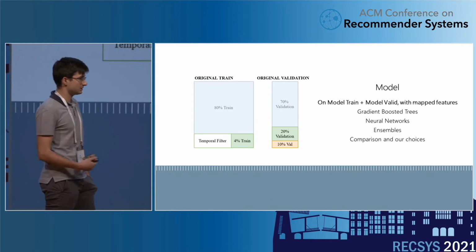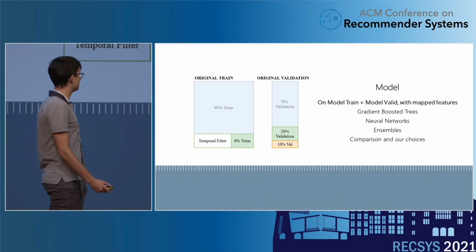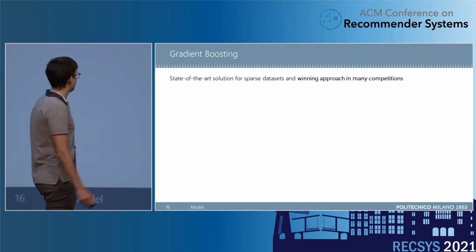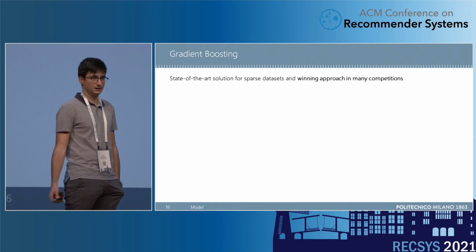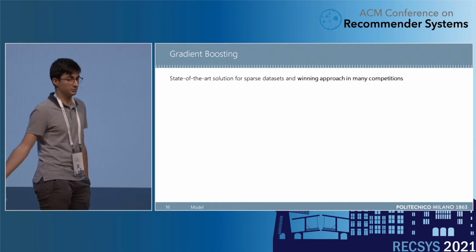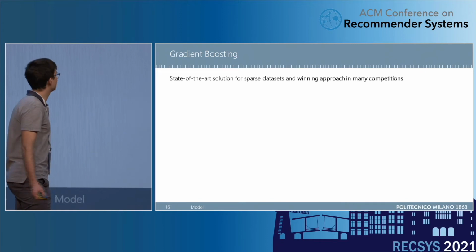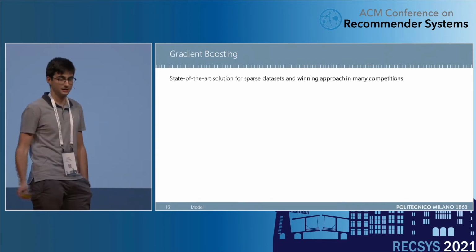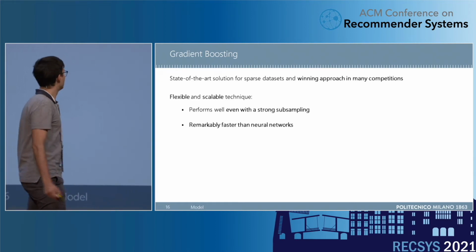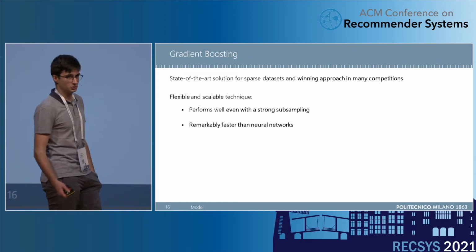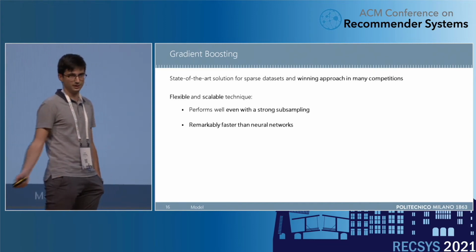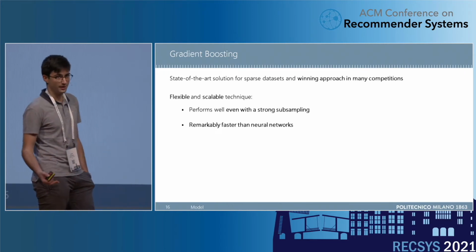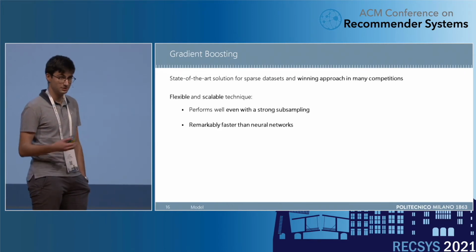Instead, for what concerns the model selection and comparison, we used our model train and validation dataset. The first type of models that we investigated were the ones called gradient boosted trees. Those are state-of-the-art techniques and winning approaches in many competitions, also in last year's RecSys challenge. Those are backed up by open source, efficiently implemented libraries with a large community, and those techniques perform very well also in case of strong subsampling.